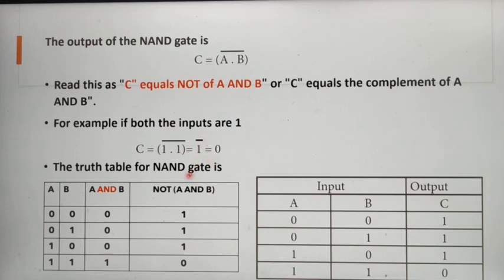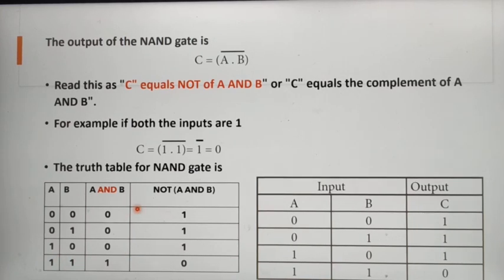Next we can see the truth table for NAND gate. In this truth table, we have taken two inputs, A and B, both are inputs. First, we have to find A and B. In this AND, if all the inputs are true, our output will be true. Next, we have to find NOT of A and B. So, all zeros are inverted into ones and 1 is inverted into 0. That is the truth table for NAND gate.